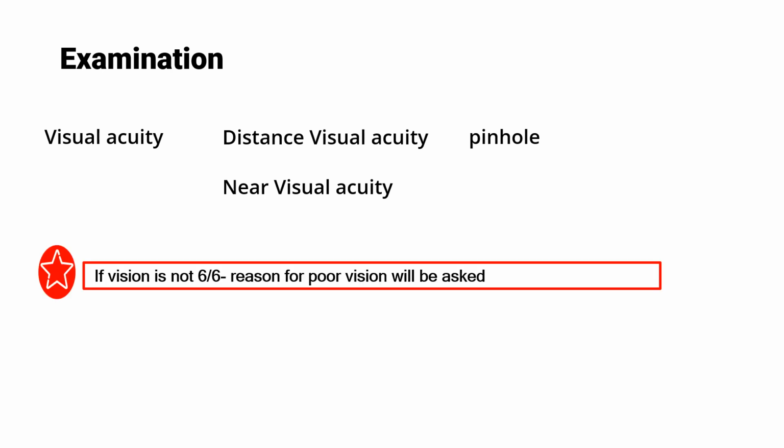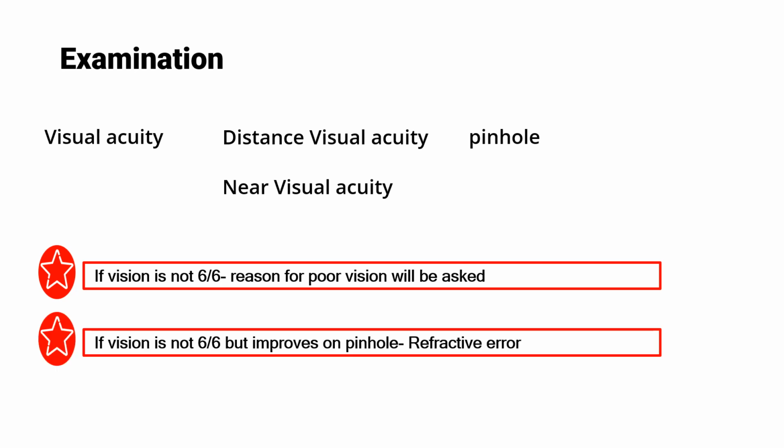If vision is not 6/6, reason for poor vision will be asked. So you're telling that the patient has undergone cataract surgery and you're presenting that the patient has 6/36 vision or 6/12 vision. The next question obviously will be, why is the vision less? If you have done pinhole and you see that the vision improves to 6/6, then your answer is very obvious. You will say it is because of refractive error. Though the aim is to make the patient emmetropic after cataract surgery, the patient might still have some refractive error. So if it improves on pinhole, you will say it is refractive error.